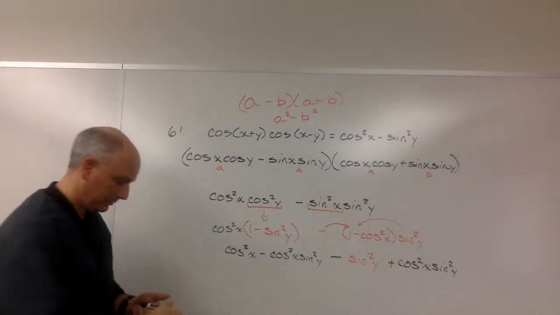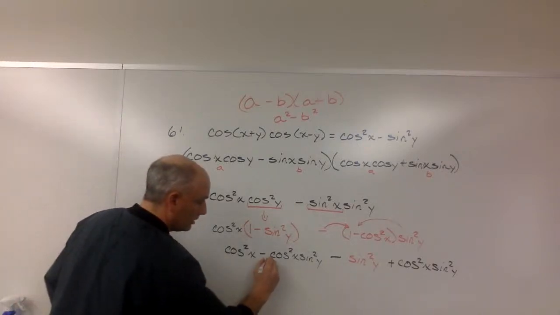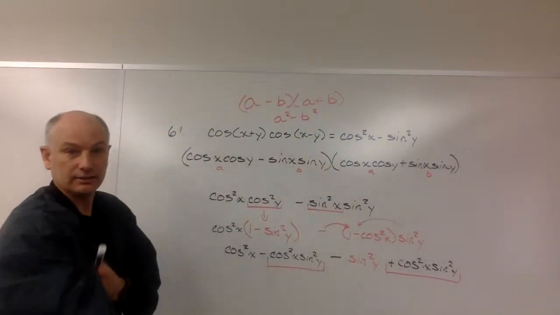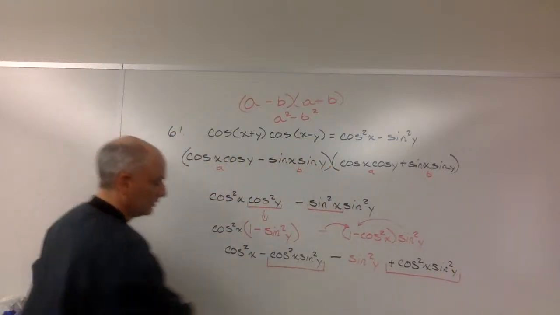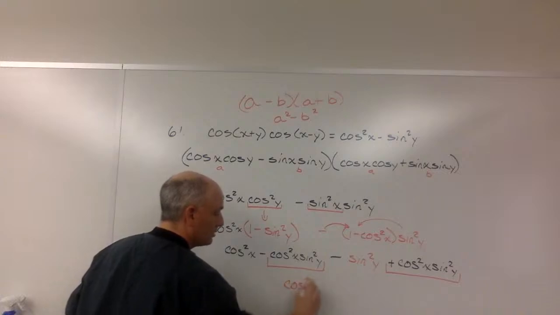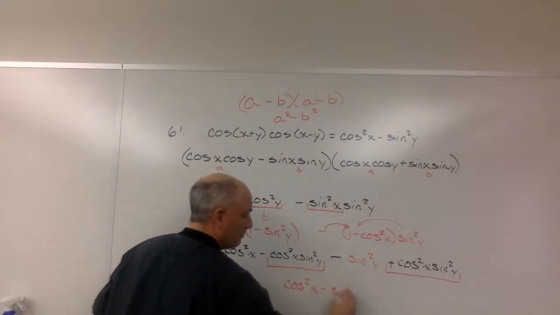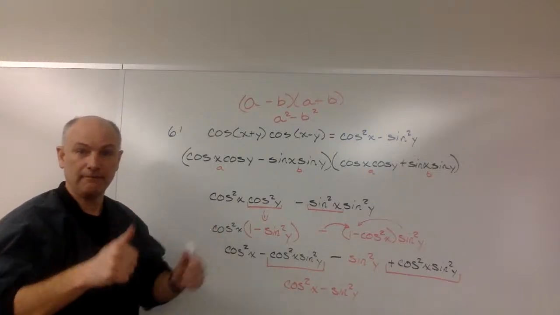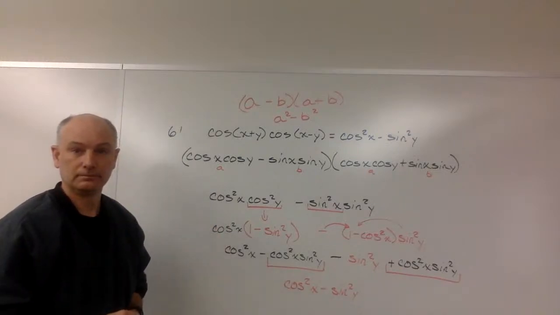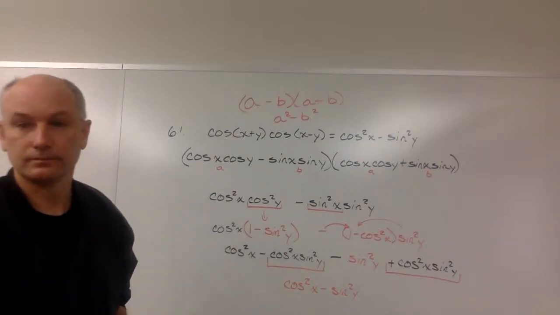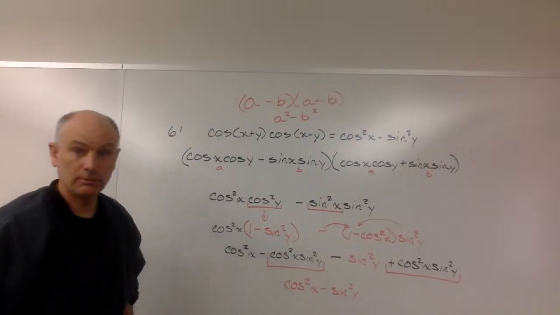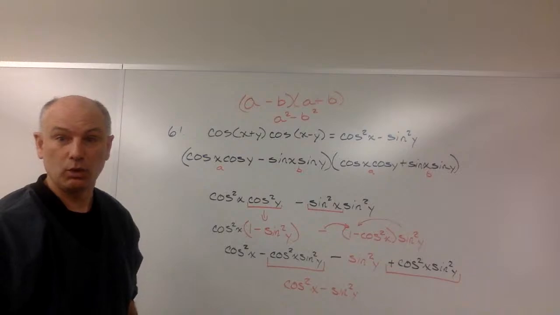What will happen then is if you take a look at this term here and this term here, they go away. So we get the cosine squared of x minus the sine squared of y. How's that? Okay, I'm going to assume that things are good. So I'm going to move on to problem number 71.